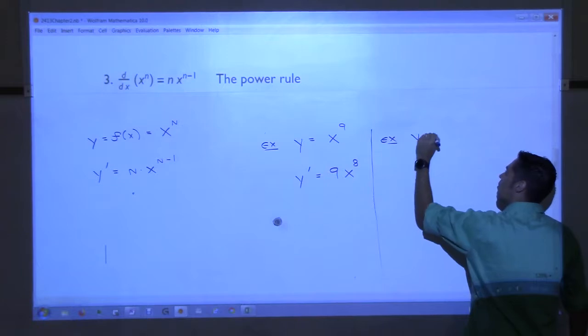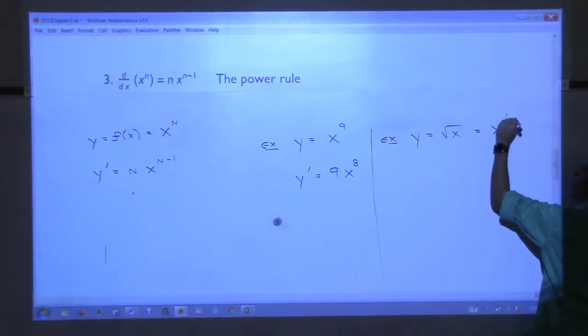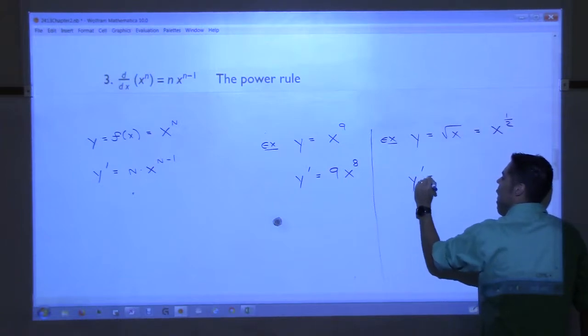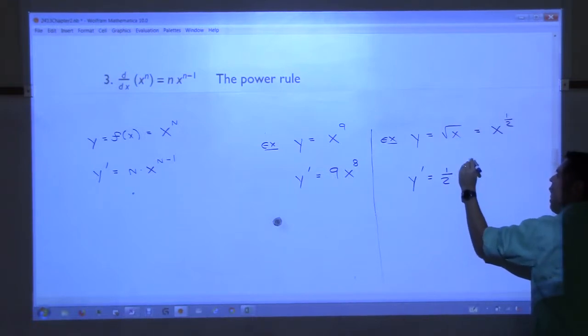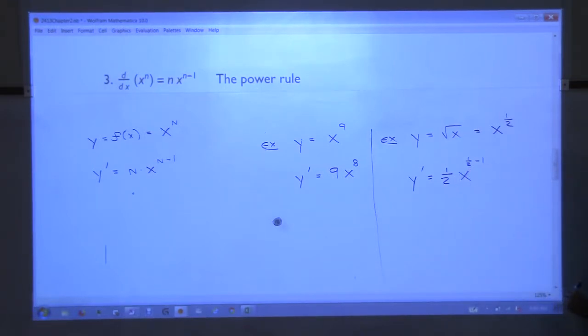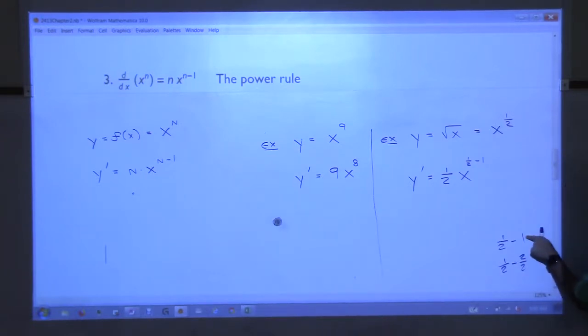What if we have y equals square root of x? Well, is that x to a power? Yeah, that's the same as x to the 1/2, right? And so if I take the derivative of this, let's see what happens. 1/2 drops out front. Then I have x, and this time I'm going to write it down. I'm going to take the 1/2 and subtract 1, right? And then 1/2 minus 1, if you have to do that on the side, you have to get a common denominator and make that 2/2. Turn the 1 into a 2/2. And then you do 1 minus 2 is -1 over the common denominator. You get -1/2. So 1/2 take away 1 is -1/2.